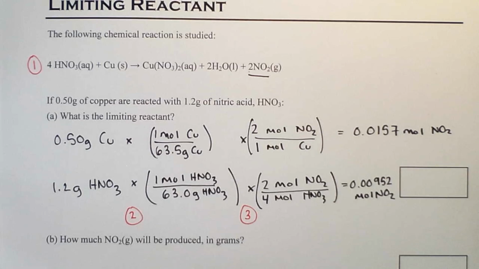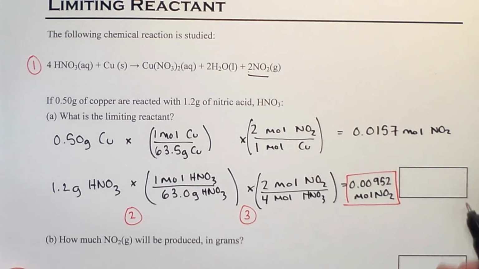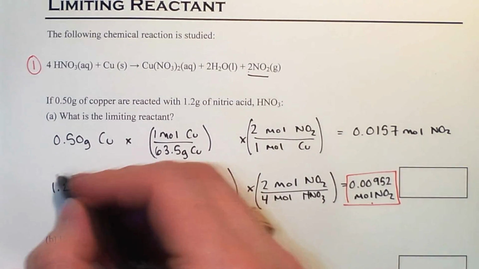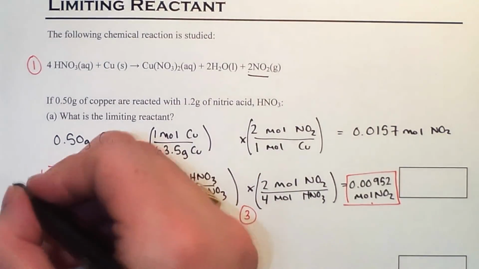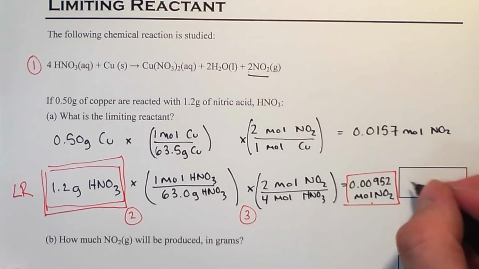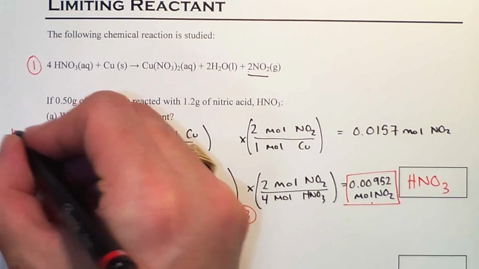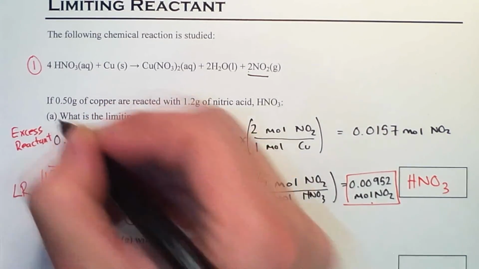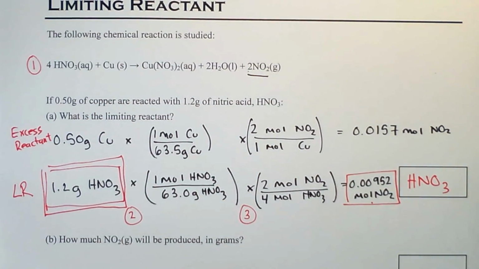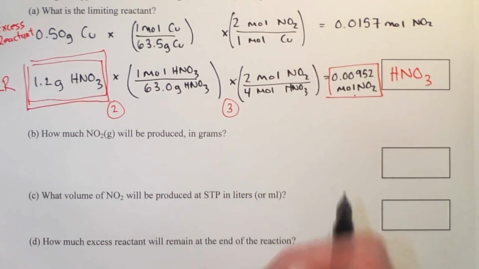So when you get the number of moles of NO2, or the product that you've chosen, pick the one that's the smallest, which is this one, clearly. So whatever reactant caused that, the nitric acid in this case, that must be your limiting reactant. So the limiting reactant is HNO3. So that means that the copper is your excess reactant. The limiting reactant will control how much product you make through this entire process. So as we continue to go through, we're always going to come back to that 1.2 grams.